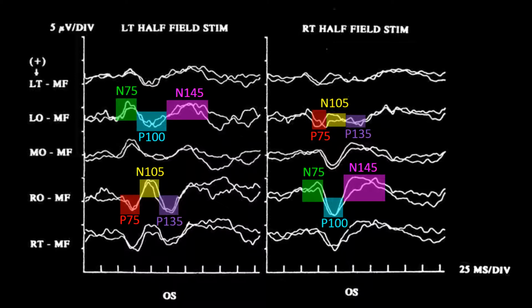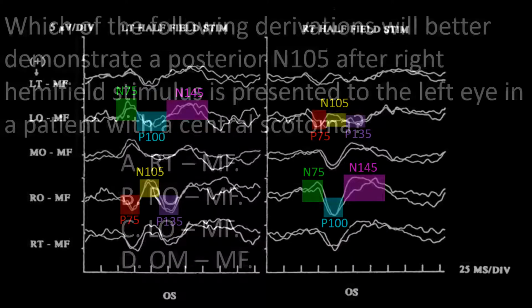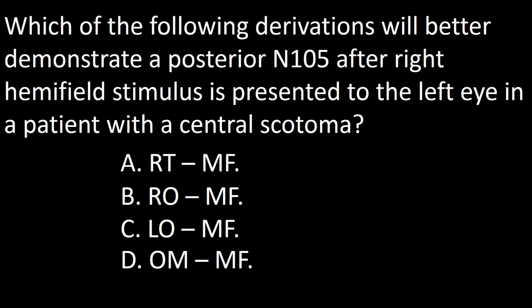Once again, without doing any calculation, the most important point in this frame is that in normal half-field studies, the P100 is always larger and better formed than the N105. And in this case, when the stimulus is presented in the left side, it is not. This is a clear indication that pathology is present. So the answer to this question is B.